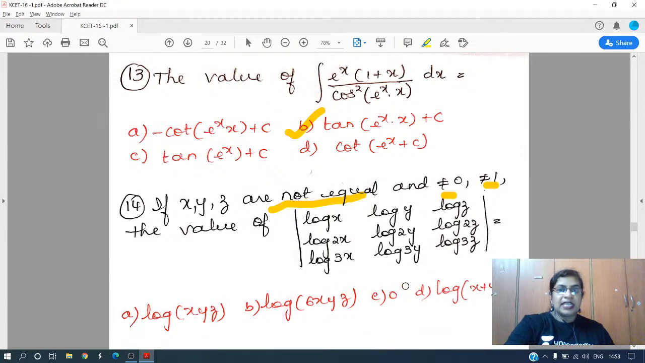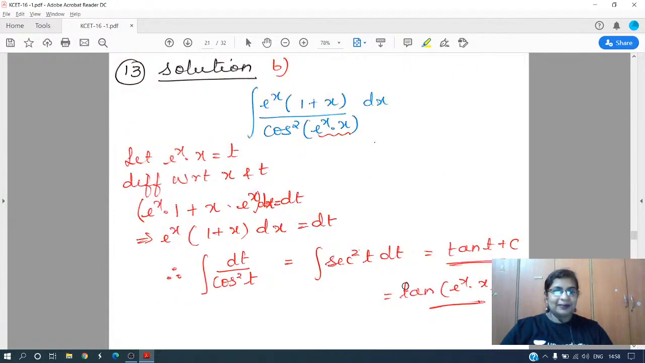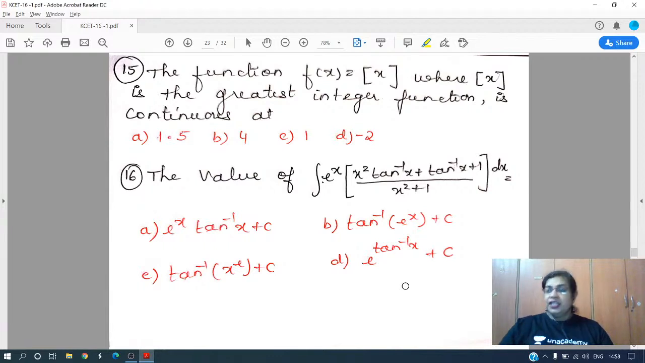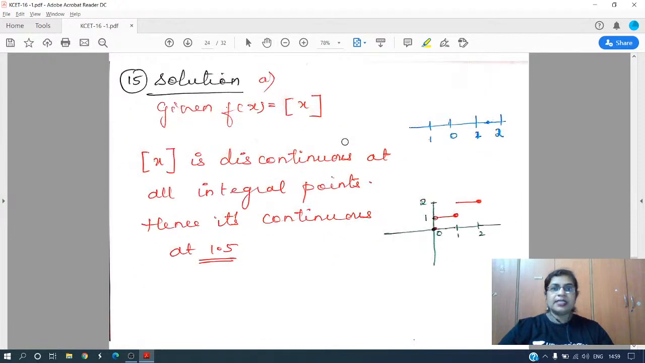Okay? I think I have time for one more question. So let us take the next question of the day. The function f of x is, what is this now, square bracket? Don't think it is a matrix. This is nothing but the greatest integer function. And they have asked us where it is continuous. Is it at 1.5? Is it at 4? Is it at 1? Is it at -2? Let's see where it is continuous.